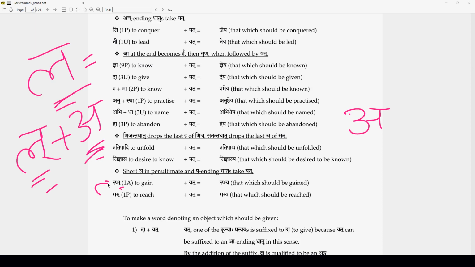Then, because it meets the condition po ad upadhat, we add yat there. Labh plus yat. Again the takara goes away. So we just get labhya. Similarly, gam also. Makara is at the end, and just before that there is hrasva a, ga plus a. So we have gamya. Okay.